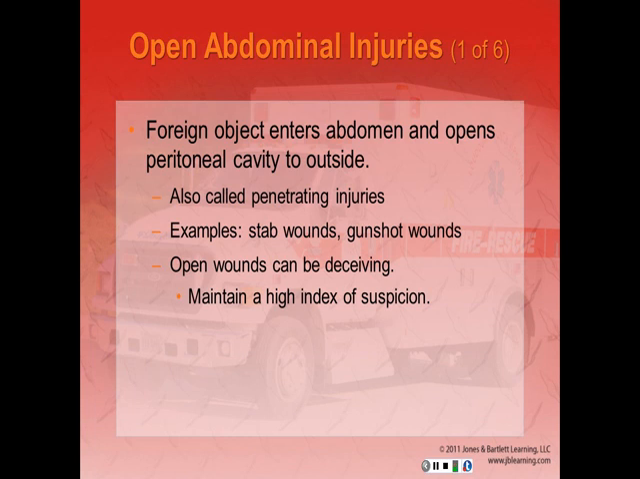Open abdominal injuries are injuries in which a foreign object enters the abdomen and opens the peritoneal cavity to the outside. These are also called penetrating injuries or trauma, and stab wounds and gunshot wounds are prime examples of this type of mechanism. Open wounds can be deceiving. Therefore, you should maintain a high index of suspicion for unseen injuries, internal damage to organs, and potential life-threatening injuries.